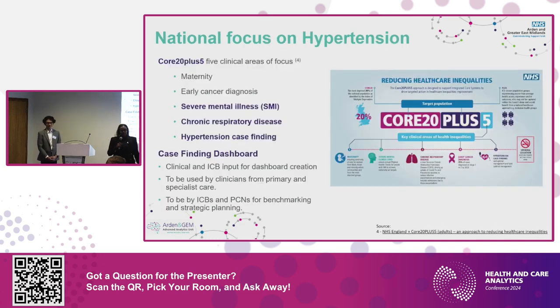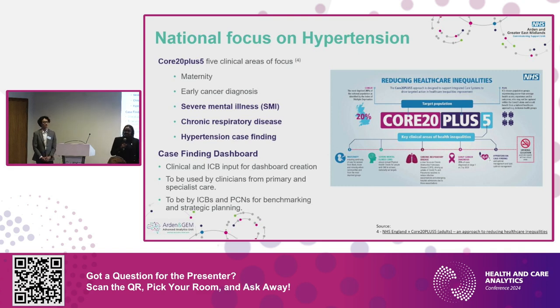Now, looking at hypertension at a national focus, Core 20 plus 5 is one part of it. As some of you may know, Core 20 plus 5 is a national NHS England approach to inform action to reduce health inequality at both the national and the system level. As the name indicates, Core 20 refers to the 20% most deprived population in the UK, and the plus 5 refers to 5 areas of focus. Those 5 areas of focus are maternity, early cancer diagnosis, severe mental illness, chronic respiratory disease, and hypertension case finding, which is what we're talking about today.